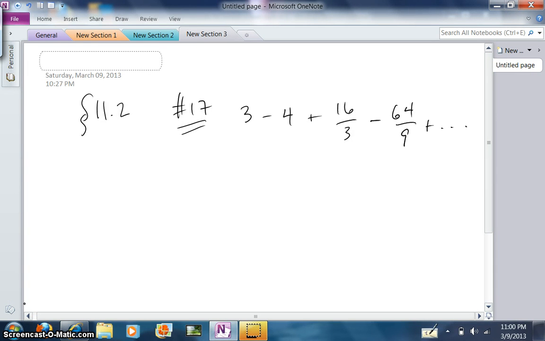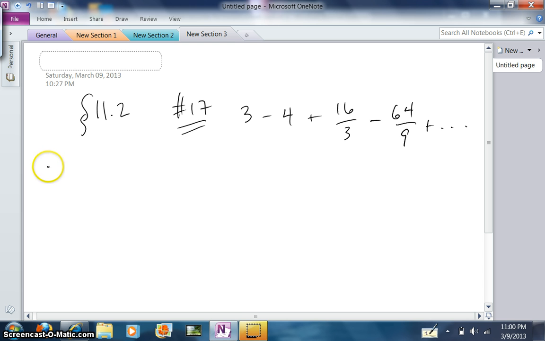Hello. I just want to do a few problems from section 11.2. Start with number 17. The directions say determine whether the geometric series is convergent or divergent. If it is convergent, find its sum. So we're told that this is a geometric series.